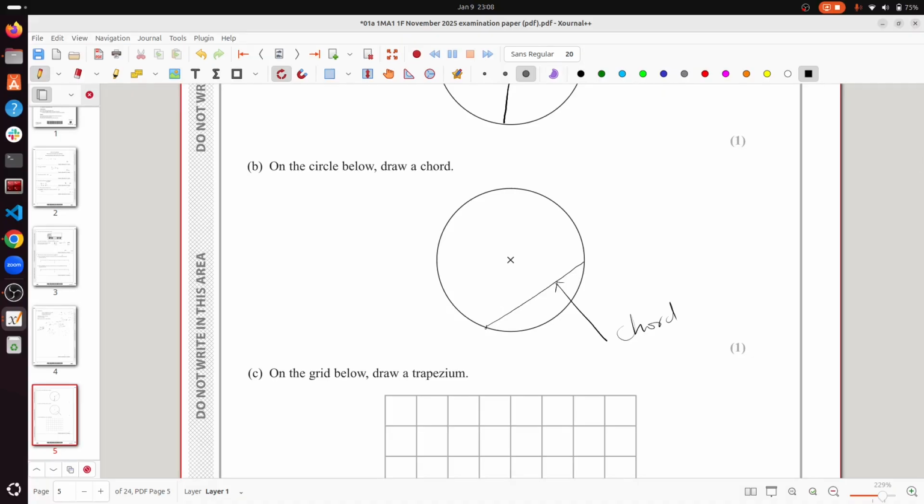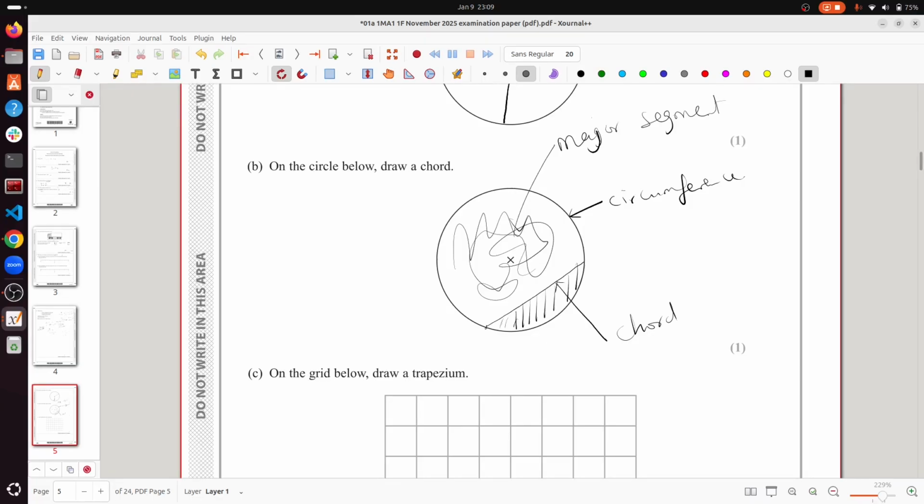And just because we are on this, we can learn other parts of the circle as well. That's your circumference. So that's the distance around the circle. That's your circumference. We have this shaded part, which is your minor segment, and all of this other part is your major segment. This shaded part is your minor segment because it's the smaller one.